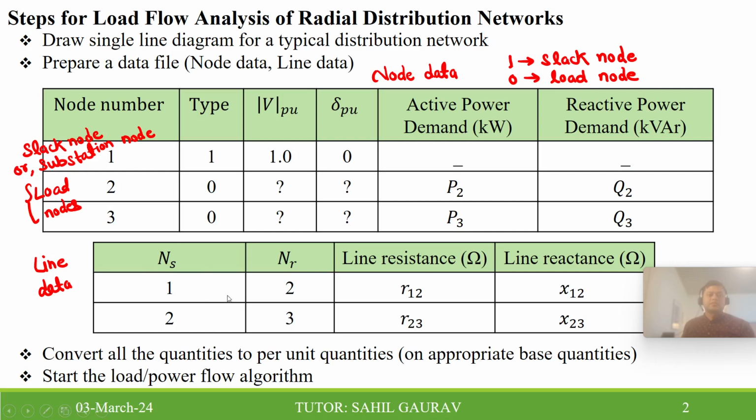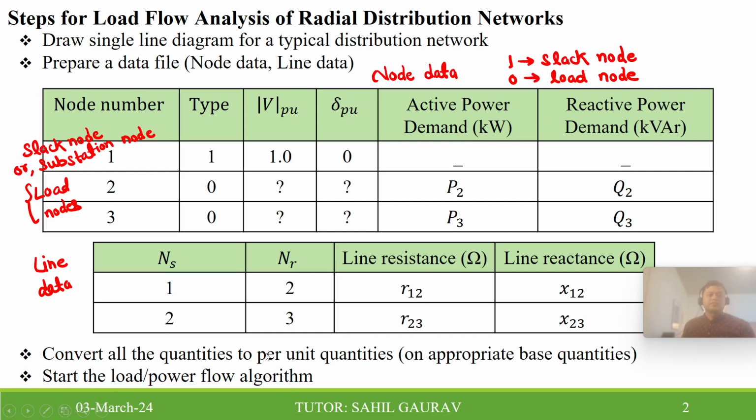And after preparing this line data, we convert all the quantities to per unit quantities on an appropriate base. We take the base kV as the voltage value of the slack or substation node, and the base power as the rated value of the substation transformer. Accordingly we choose the appropriate base quantities. It may be given in the problem, otherwise you can take it according to the rating of the transformer. And then we start the load flow algorithm.